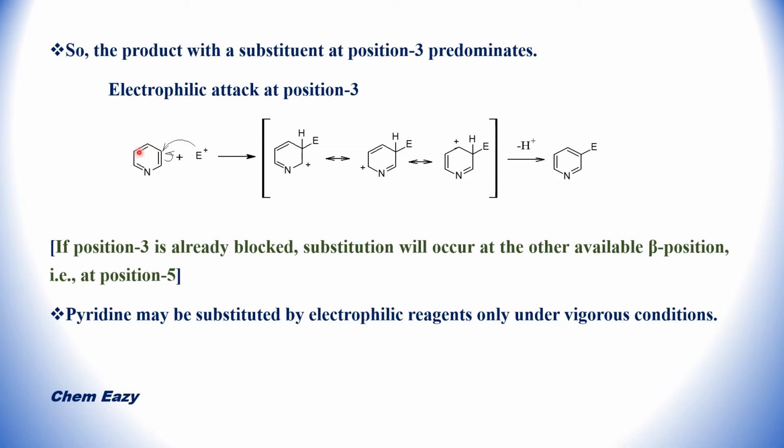And this shows when the electrophile attacks the third position of pyridine, these are the 3 resonance forms possible, and this is a product when the electrophile substituted at position 3. If the position 3 of the pyridine is already blocked, it means already substituted, then the substitution will occur at the other available beta position. The other available beta position means it is position 5. Pyridine may be substituted by electrophilic reagents only under vigorous conditions.